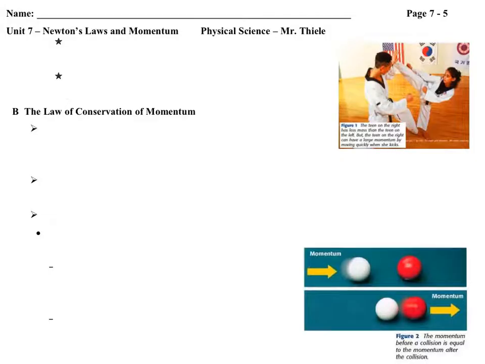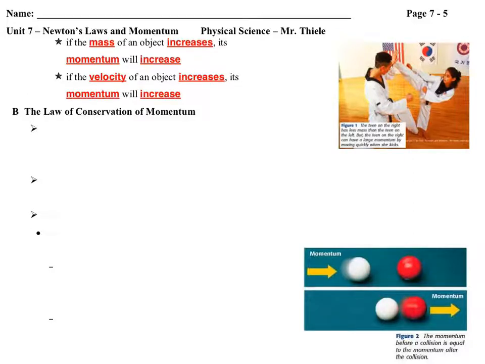So next question. If the mass of an object increases, what happens to its momentum? We can say if the mass of an object increases, its momentum will also increase. Next, if the velocity of an object increases, what happens to its momentum? We can say if the velocity of an object increases, its momentum will also again increase. And the opposite statement is true. If the mass of an object goes down, its momentum will go down. If the velocity of an object goes up, its momentum will go up. If the velocity of an object goes down, its momentum again will go down.